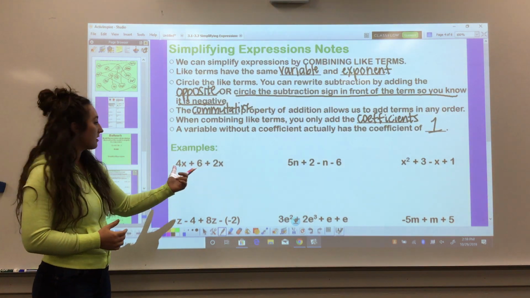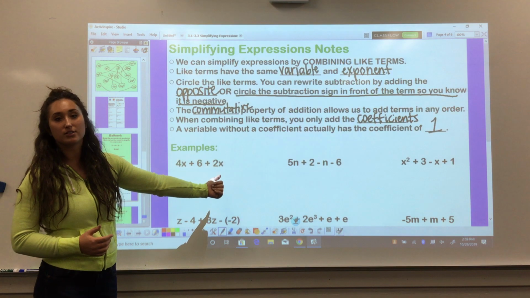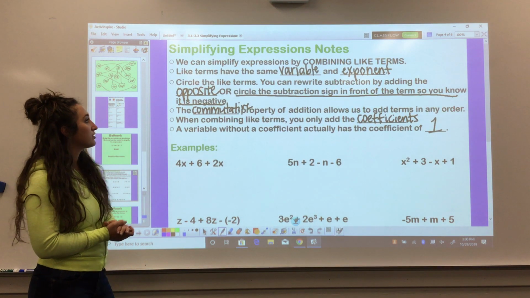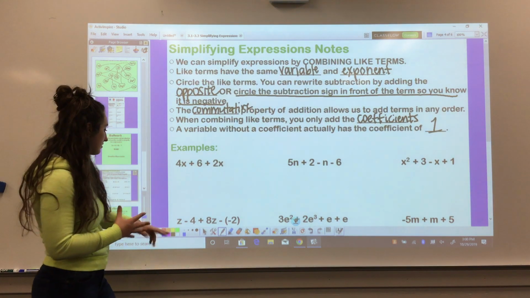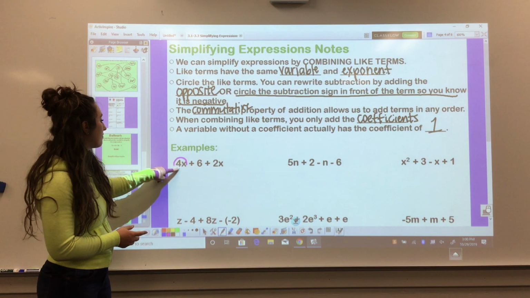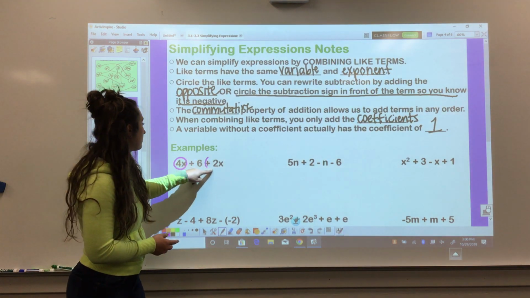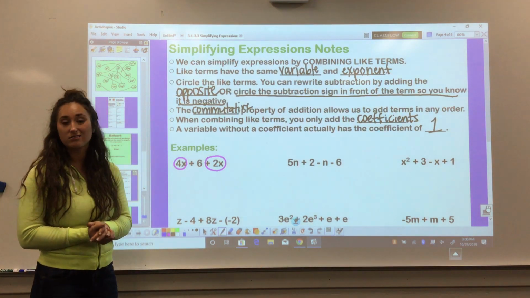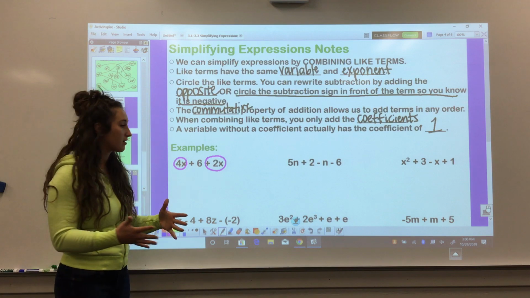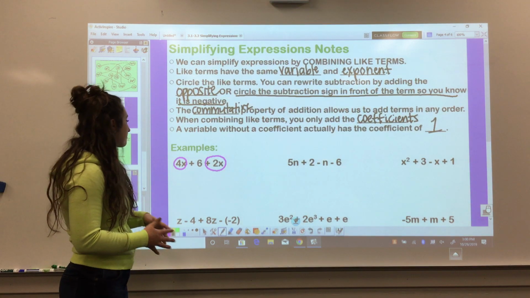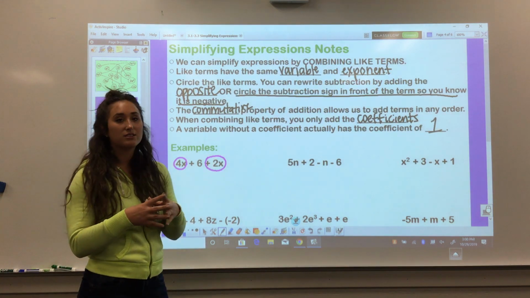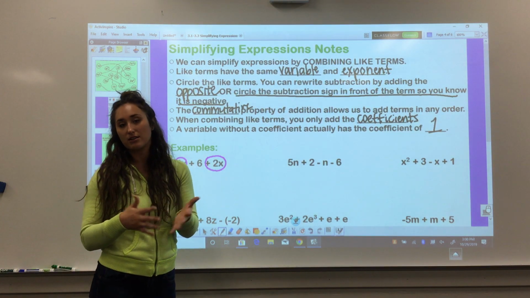So our first example is 4x plus 6 plus 2x. So remember, we want to circle the like terms. Well, the like terms here would be 4x and 2x, because they both have x and there's no exponents on there. You'll notice that I circled the plus sign in front of the 2x. That just denotes that that's a positive 2x and not a negative 2x.